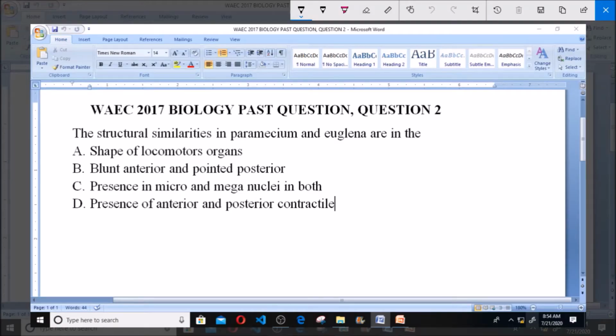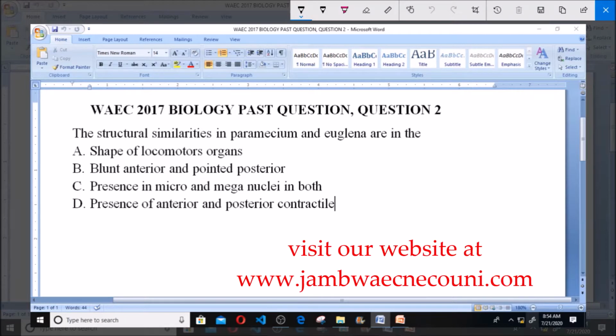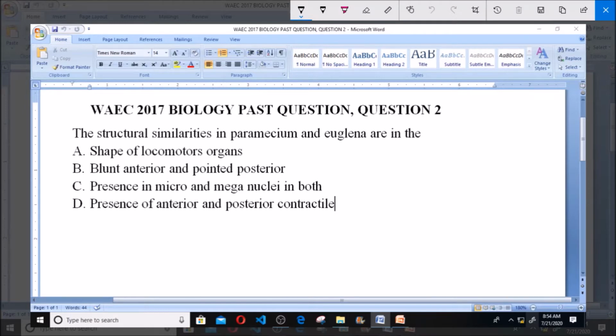Today we'll be dealing with WAEC Biology Past Question 2017 Question 2. The structural similarities in paramecium and euglena are: A. Shape of locomotor's organ, B. Blunt anterior and pointed posterior, C. Presence of micro and meganuclei in both, D. Presence of anterior and posterior contractile vacuoles.